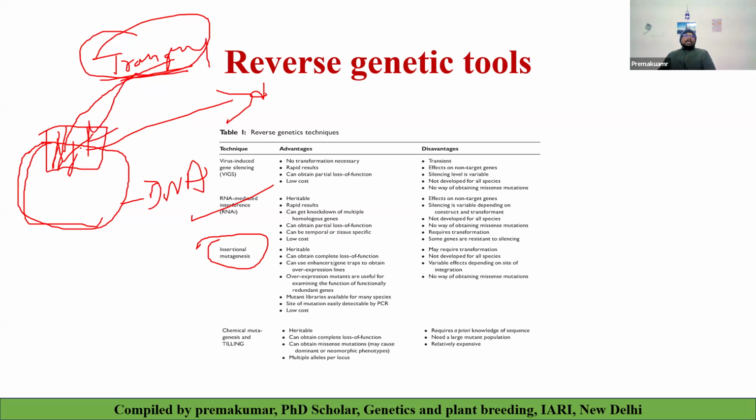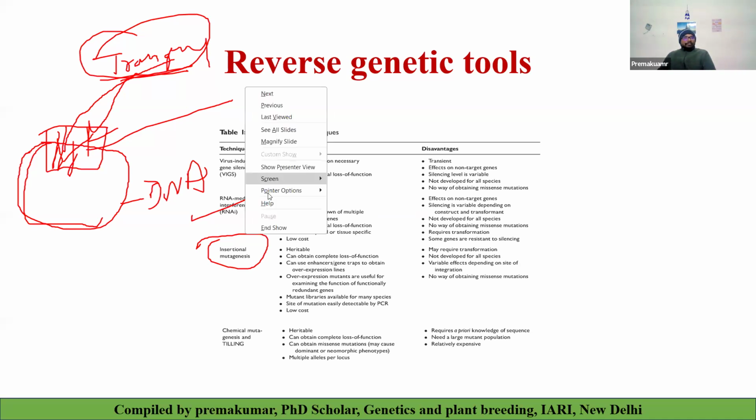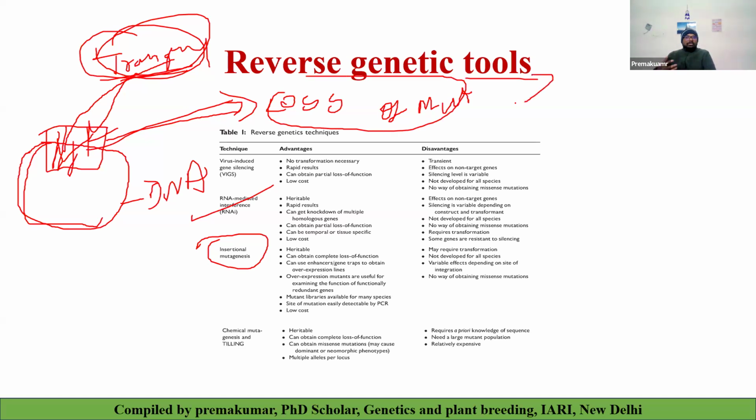Definitely the genes present here will be silenced or removed. Then the function related to those genes will be altered. It is one type of loss of function mutation. You are creating a loss of function mutation by introducing a transgene in the genome. You are inserting a foreign transgene in the genome, altering or removing the native genes, and creating a loss of function mutation so that we can study the function of that particular gene. That is called insertional mutagenesis.